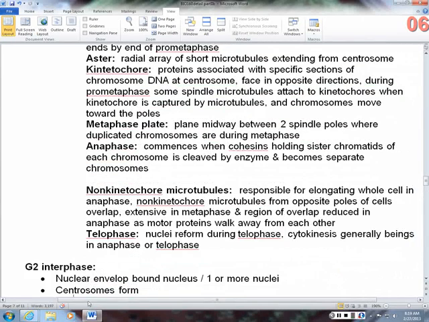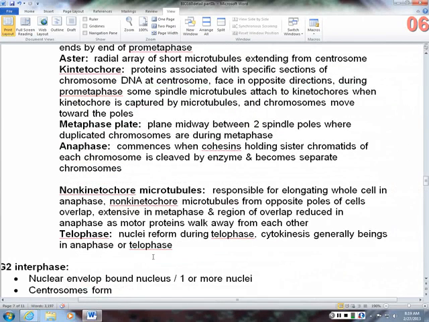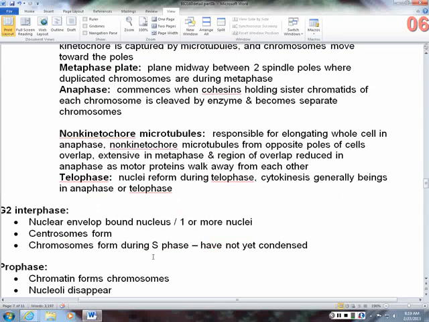So we have some non-kinetochore microtubules that are going to be responsible for elongating the whole cell. The non-kinetochore ones are not actually attached to the chromosome kinetochore, and they're going to be the ones that do this pulling and stretching apart. Then in telophase, the nuclei reform, and cytokinesis is generally going to begin in anaphase or telophase.